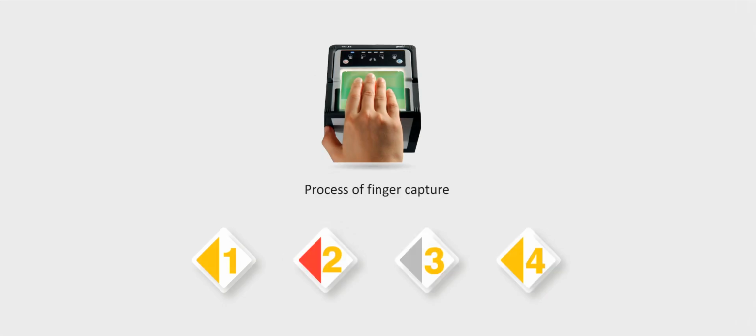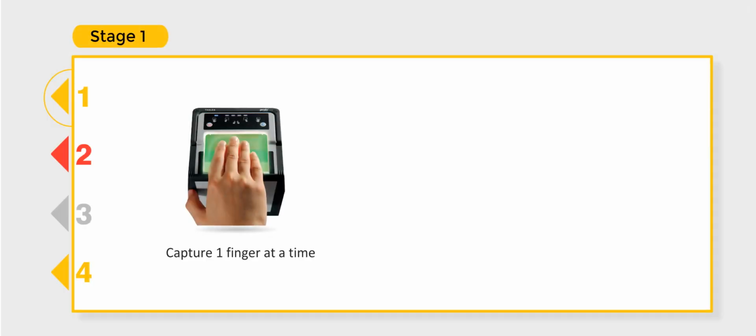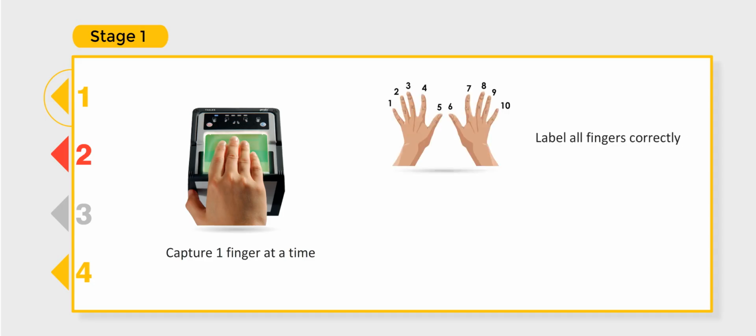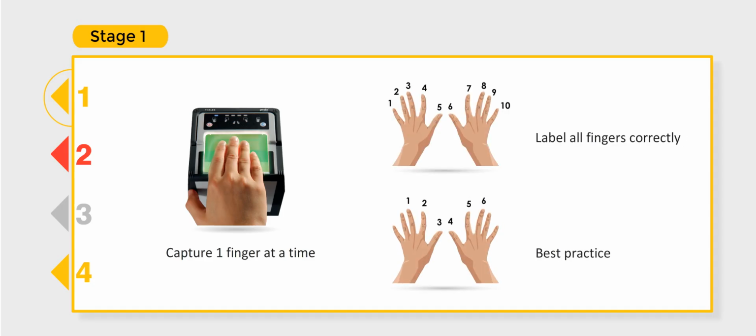In order to determine the best fingers, we need to follow carefully the process of finger capture, which includes 4 stages. Capture one finger at a time in the order specified in the BFD figure. Ensure that the fingers are labeled correctly. As a best practice, the following order is suggested: left middle, left index, left thumb, right index and right middle finger.